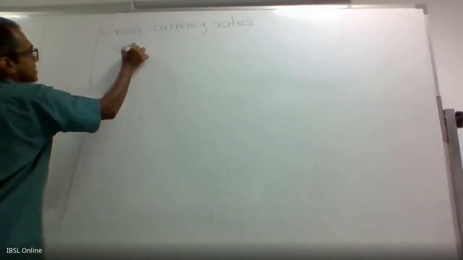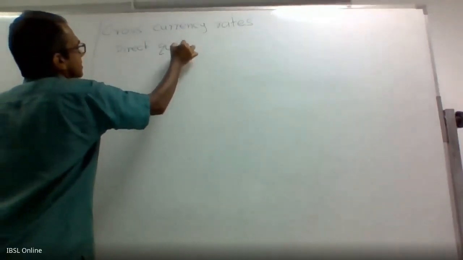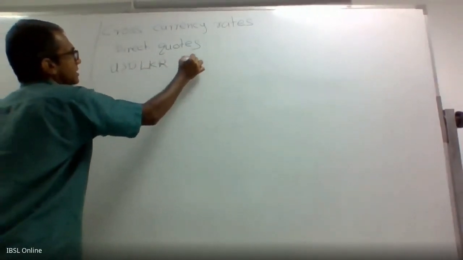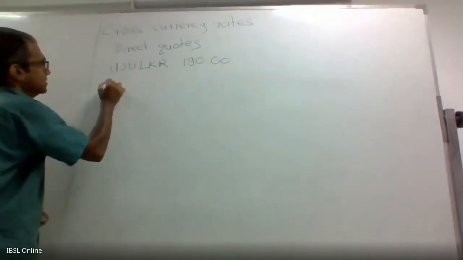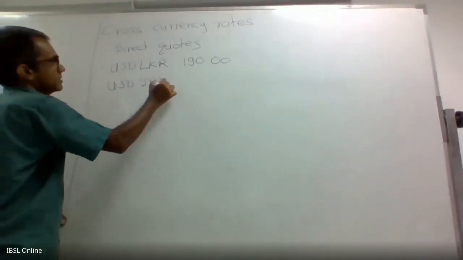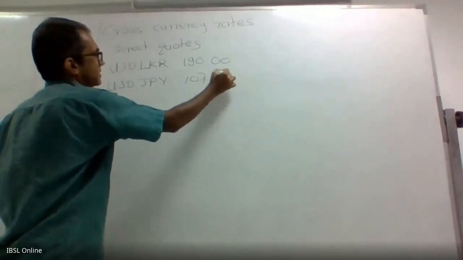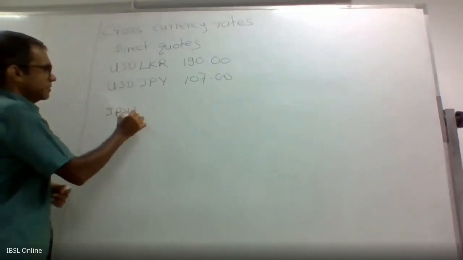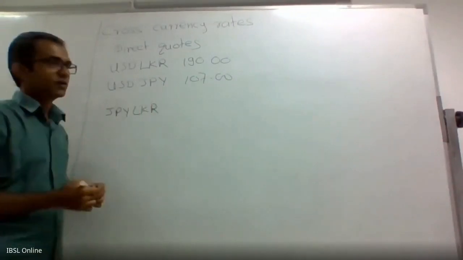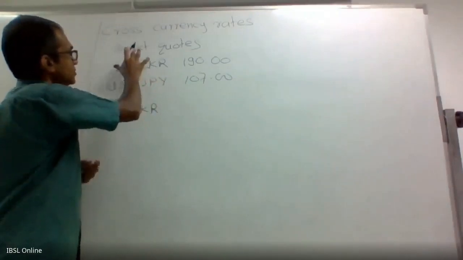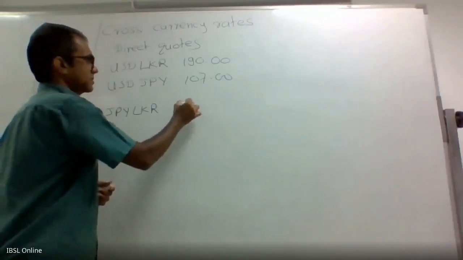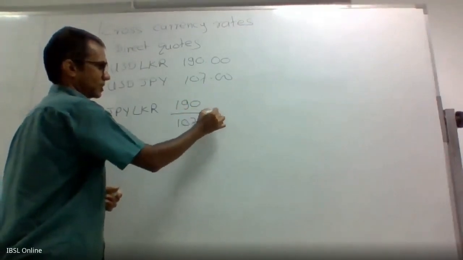That's fine. Okay. So again, 2 direct quotes. USD LKR 190, USD JPY 107. We calculated the exchange rate for JPY LKR. How? According to the rule, both are direct quotes. Weaker currency divided by the stronger currency.